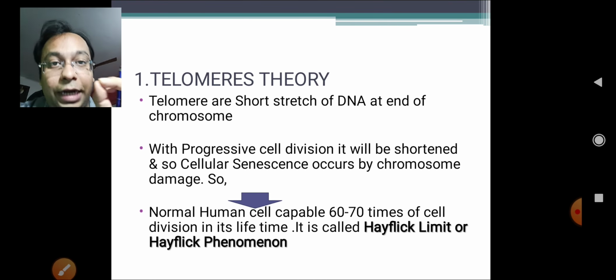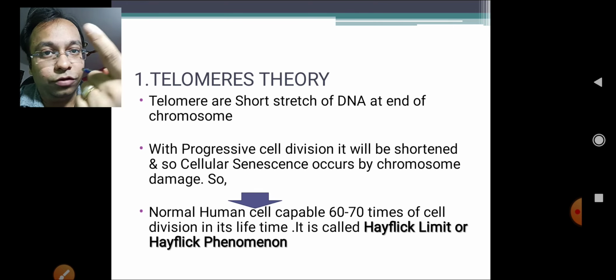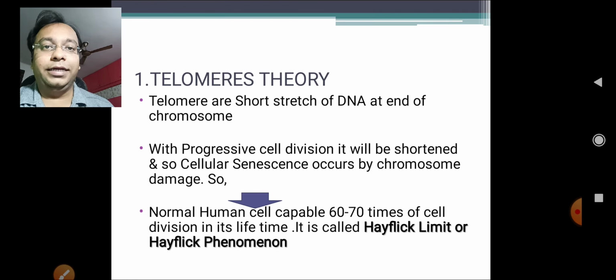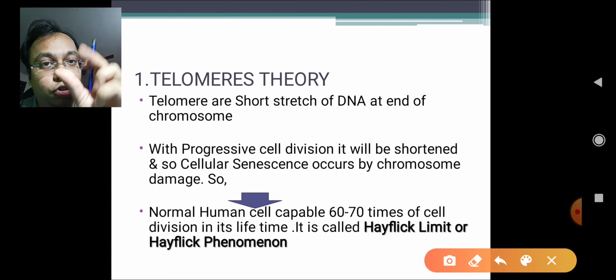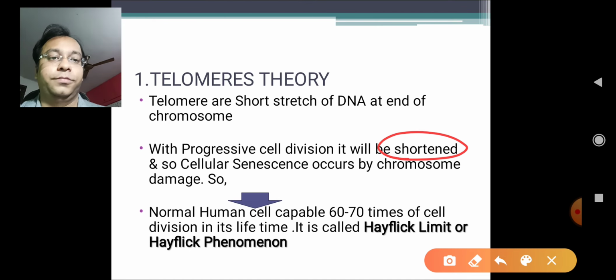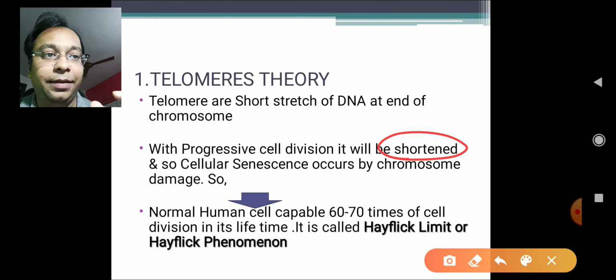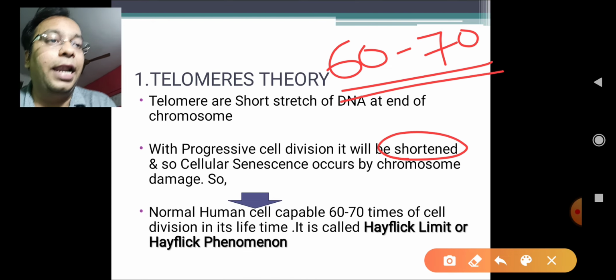Okay, so now you can understand the cellular senescence theory. Now I will teach you what happens with progressive cell division. Suppose your cell is dividing for the first time, then your telomere will become shortened. With each cell division, this telomere, this DNA sequence, will get shortened. So gradually, the cell has a limit. It cannot divide for infinite time. It can divide up to 60 to 70 times in a lifetime.